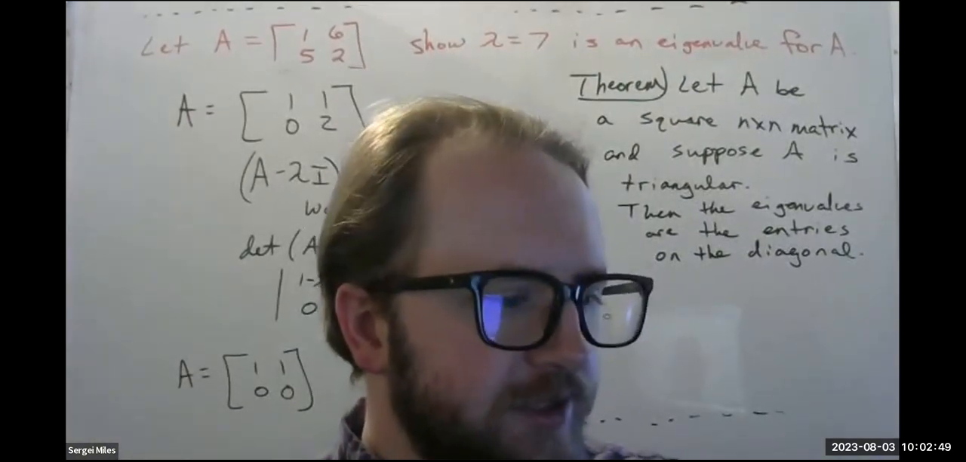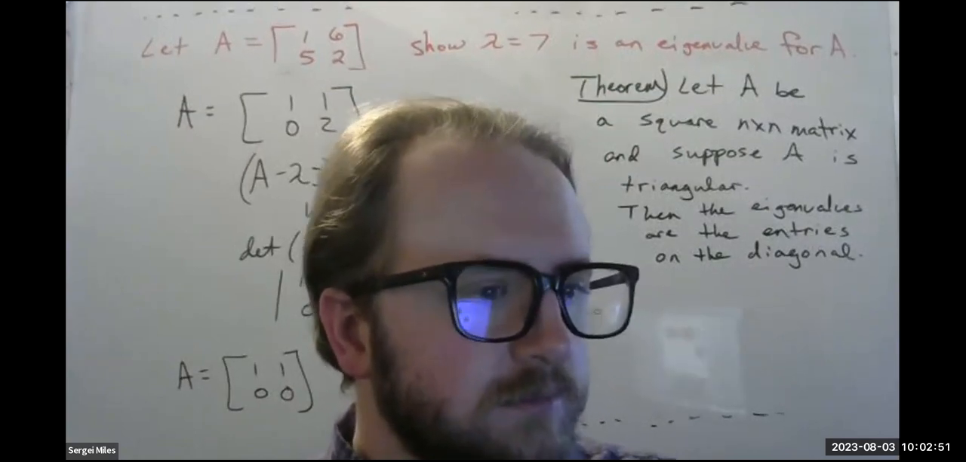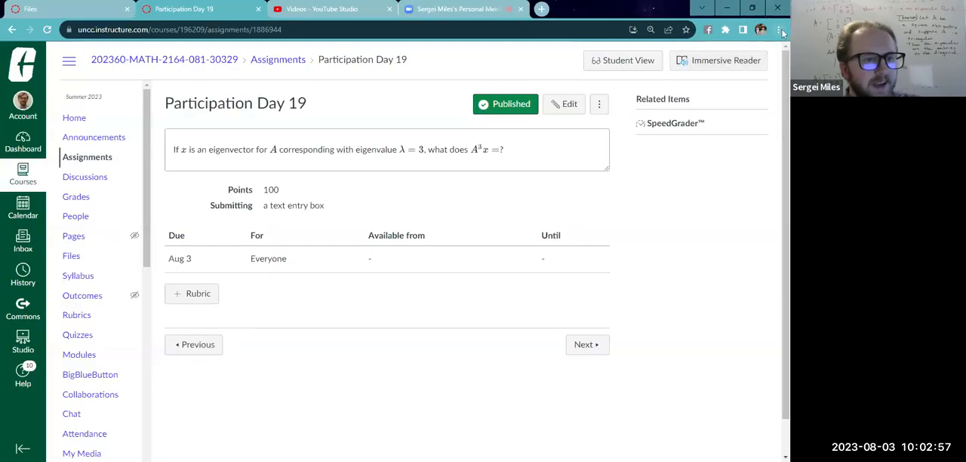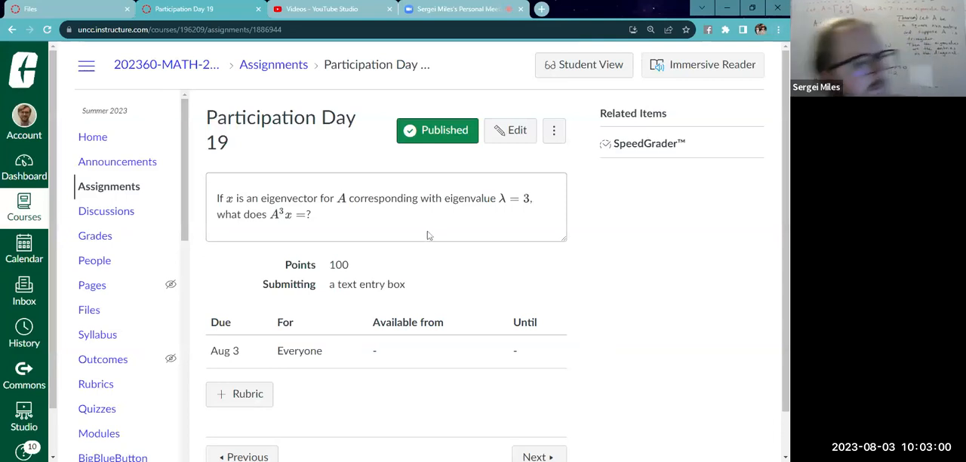All right. So next, let's go ahead and look at today's participation question. Let me share my screen. All right, sharing. We are looking at participation day 19. If X is an eigenvector for the matrix A, corresponding with eigenvalue 3, then what does A cubed times X equal? Now, this one's kind of a funny little problem that doesn't take a lot of work, but it uses what we learned today. How do we do this?